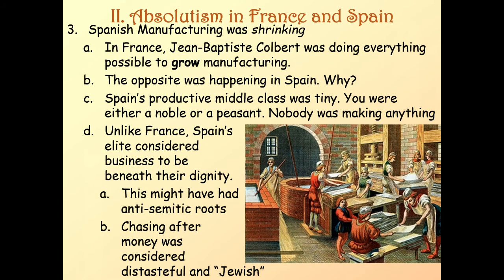Spanish manufacturing was shrinking. In France, Jean-Baptiste Colbert was doing everything possible to grow France's manufacturing capacity, right? Because it's that capacity that turns cheap raw materials into expensive goods that you can export. But the opposite was happening in Spain. Why? Well, Spain's productive middle class was tiny because in Spain you were either a noble or a peasant. So nobody was really manufacturing anything.